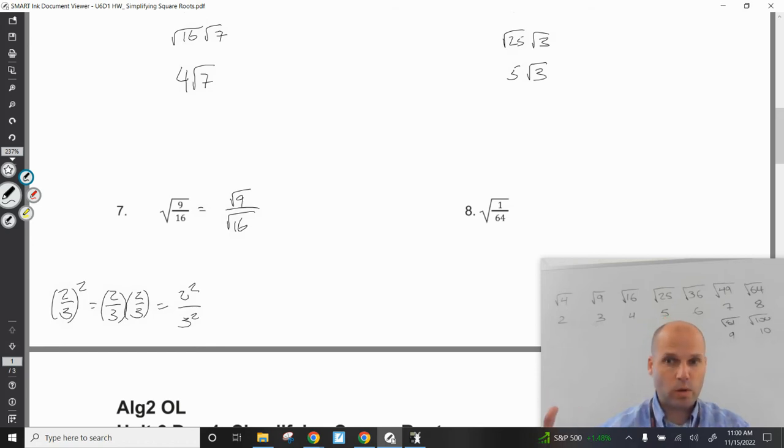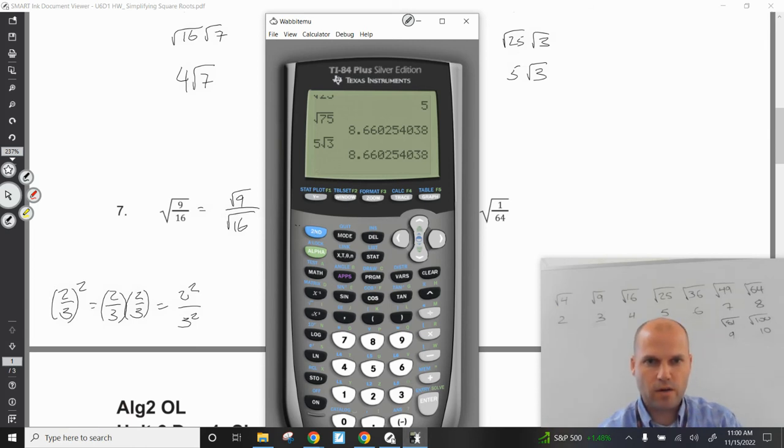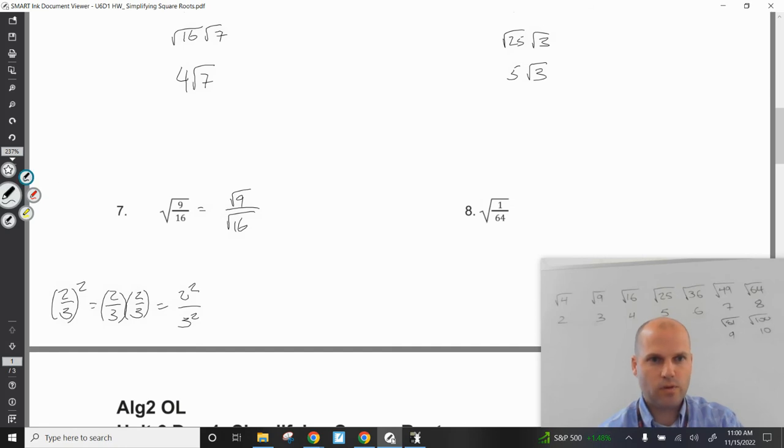Now, what's the square root of 9? Oh, it's 3. Use your calculator to double check. What's the square root of 16? Oh, it's just 4. Use your calculator to check, right? 3 squared is 9, so the square root of 9 is 3. 4 squared is 16, so the square root of 16 is 4. I get 3/4.